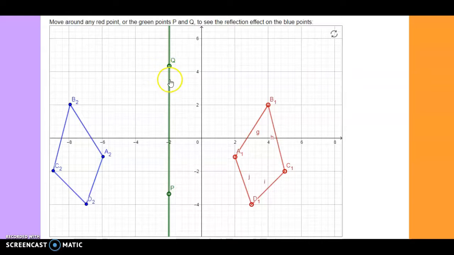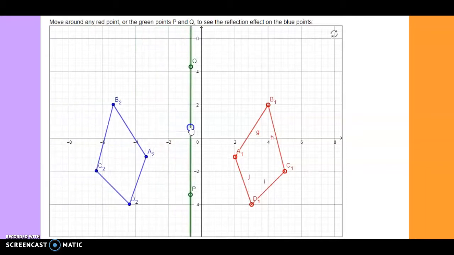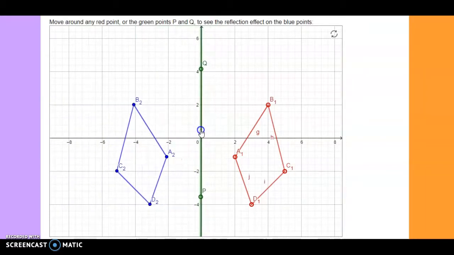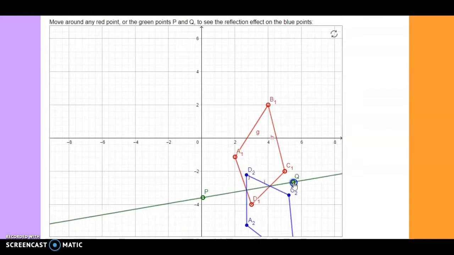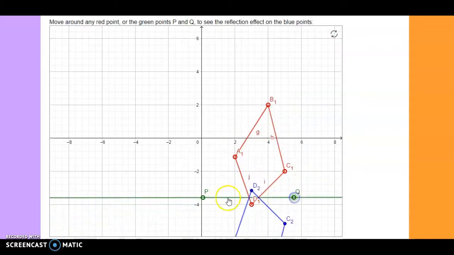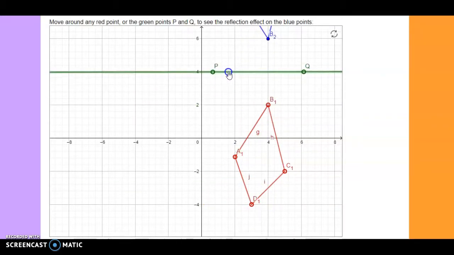I can also continue to move it. I know we're off the screen there, but I can make it horizontal. Let's move it up though. So there, the line of reflection would be Y equals 4 because B2 is 2 units away. And notice it's 2 units away because this is going from 6 to 4. And B1 is 2 units away. So the line of reflection would be Y equals 4.